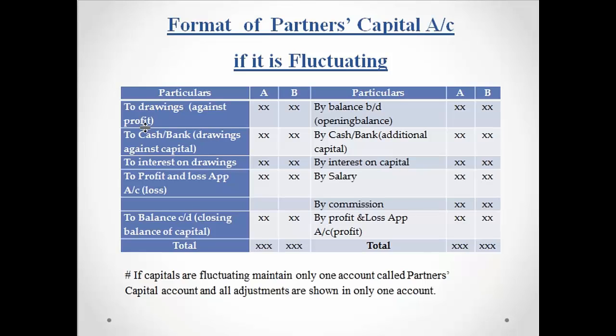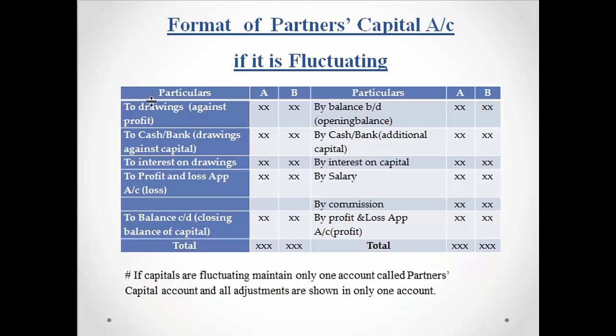When the partner is withdrawing his own capital from the firm, it is called drawings against capital. And if the partner is withdrawing his share of profit from the firm for his private use, that amount is called drawings against profit. Okay, and whenever there is a drawings against profit or a drawings against capital, both will decrease the capital of the concerned partner.